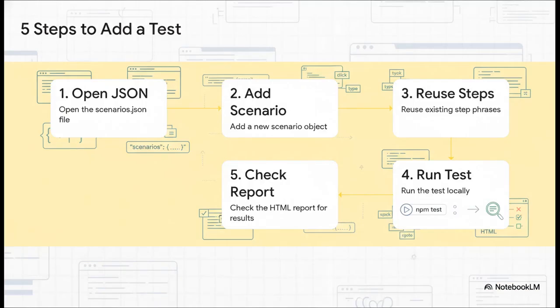And look how straightforward this is. The process is just 5 basic steps. 1, you open a specific data file. 2, you add what's called a scenario describing what you want to test. 3, you just reuse simple phrases that already exist to tell it what to do. 4, you run it. And 5, you check this really clean visual report to see if it passed or failed. It's designed to be this simple right out of the box.